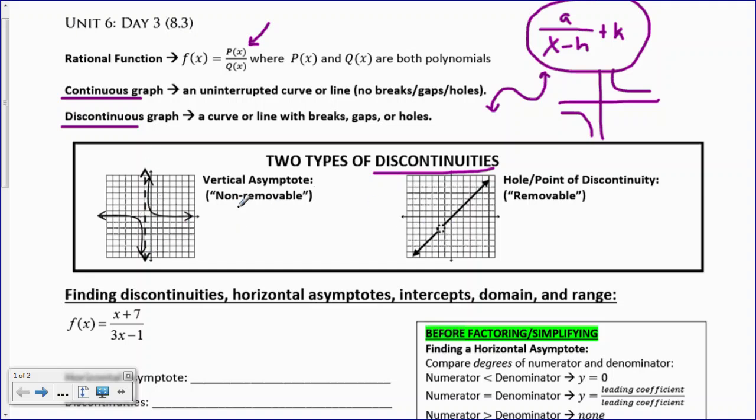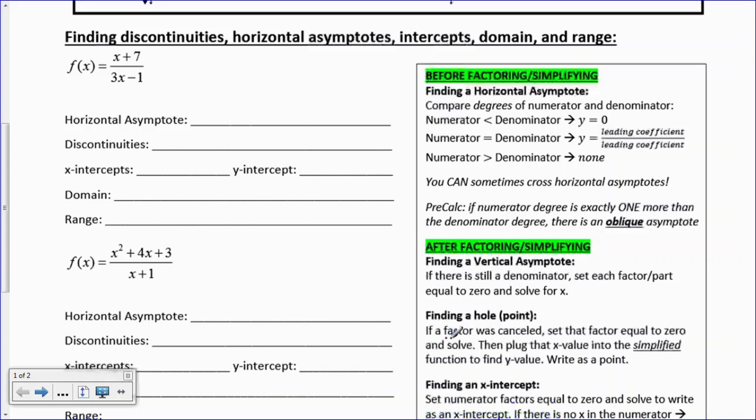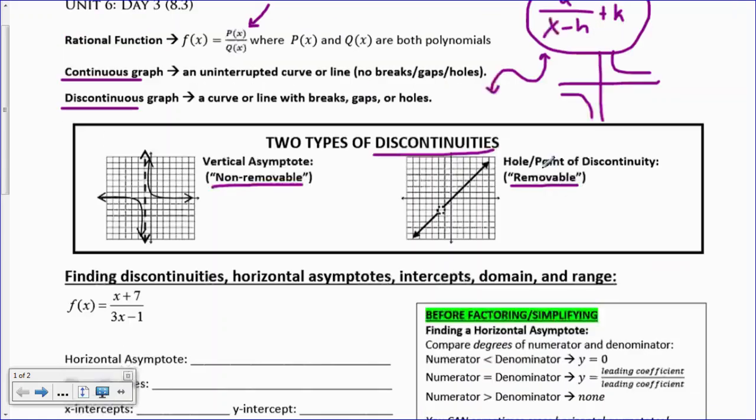A vertical asymptote is referred to as a non-removable discontinuity, but a hole is referred to as a removable discontinuity. My understanding of why this one is called a removable discontinuity is because in order to have a hole, you need to have removed or canceled out a factor from your original function. So you're going to see that in a little bit. The way that you know you have a hole is if you were able to cancel something away from your function. So that's my understanding of why it's called a removable discontinuity. It's because you were removing something from the original function to create that hole.